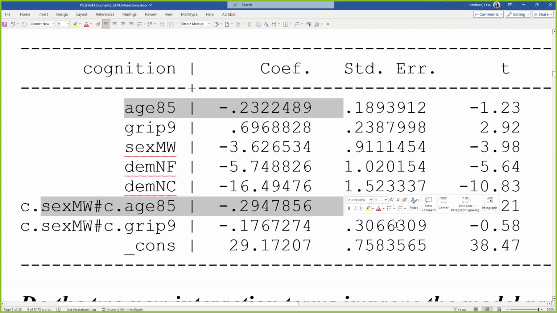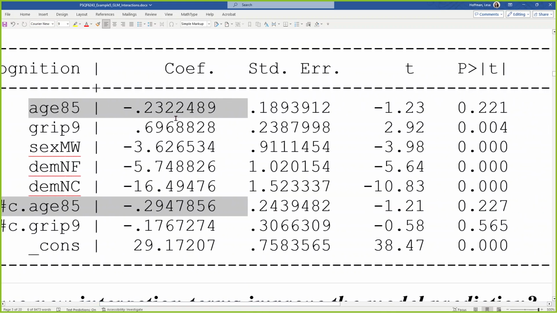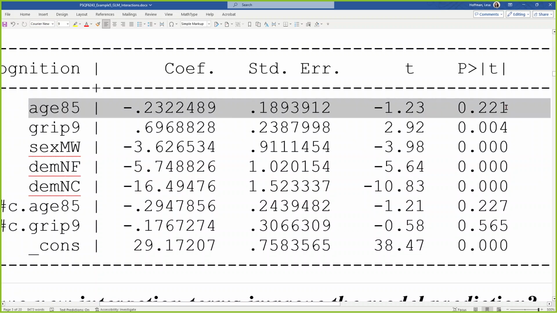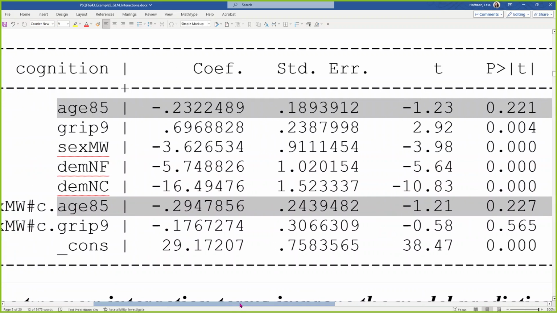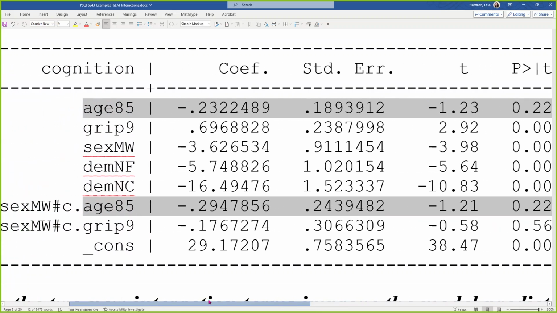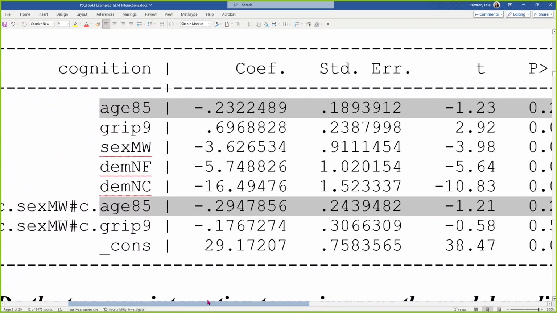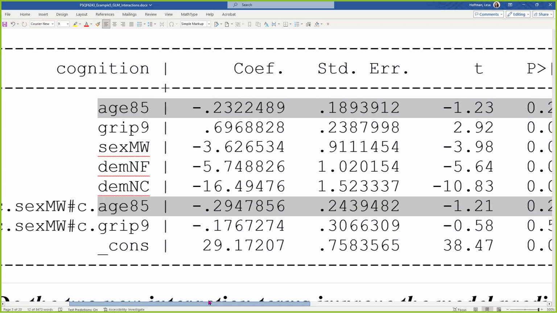How's that? So I know from the output right now that this age slope in men is not significant. I know that the difference between men and women in the age slope is not significant. Do I know if women would have a significant age slope according to this model? One more time? One more time.